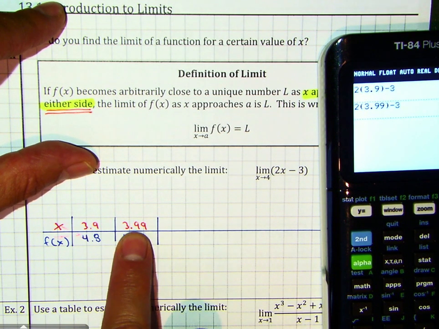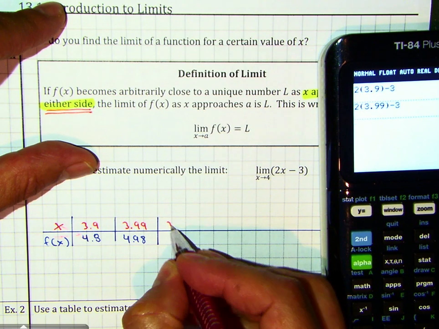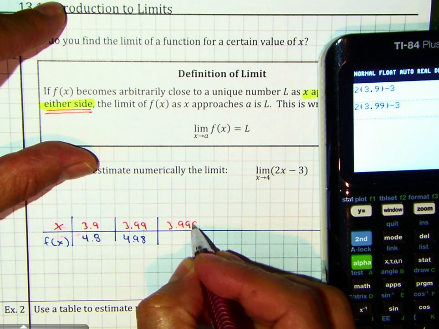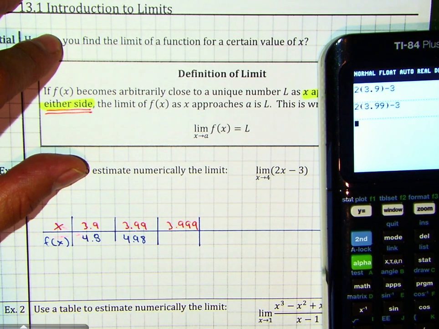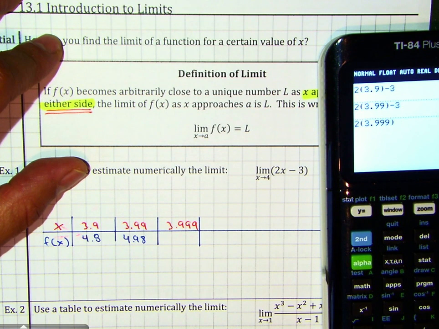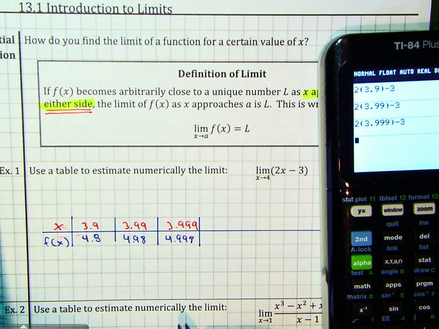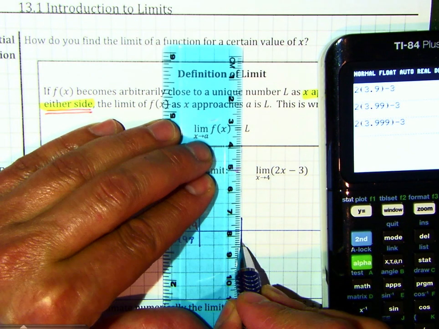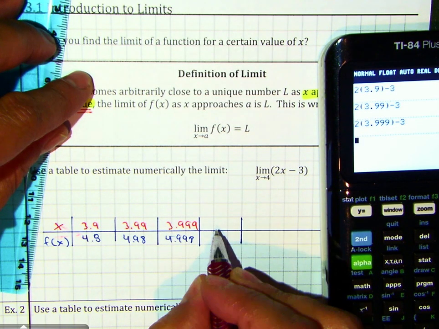I want to get closer to 4, so I use 3.999. So I'm going to type in 2 times 3.999 minus 3. And if you have a graphing calculator, you can use Desmos, a scientific calculator, that works pretty well, or any other scientific calculator that you have. That gives me 4.998. In here, I'm going to leave a space to be able to plug in, let's say, 4.